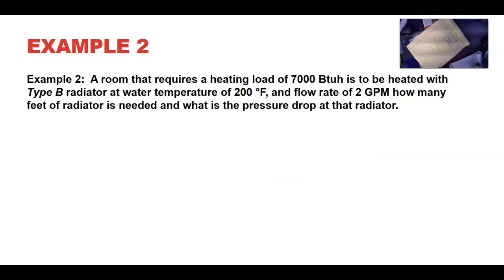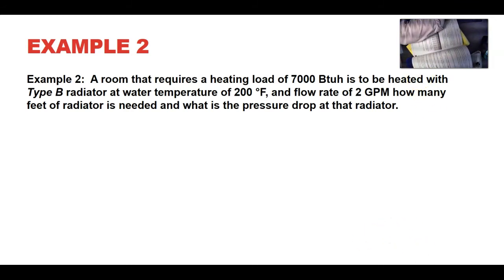Another example. Good, I have 2 examples now. So a room would require a heating load of 7,000 BTUs, to be heated with type B radiator, that's the 1/2 inch radiator. Water temperature is 200, and the flow rate is 2 GPM. So it's in between. It's not 1, it's not 4, it's in the middle. So we're going to go around something in between. And how do we do that?